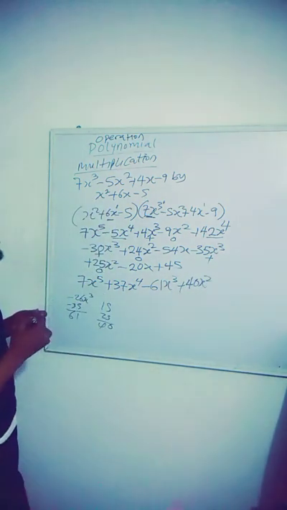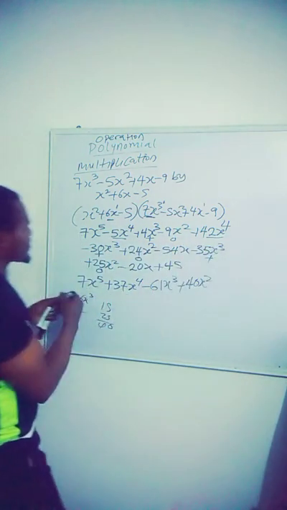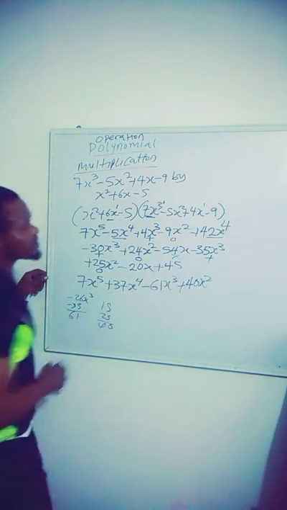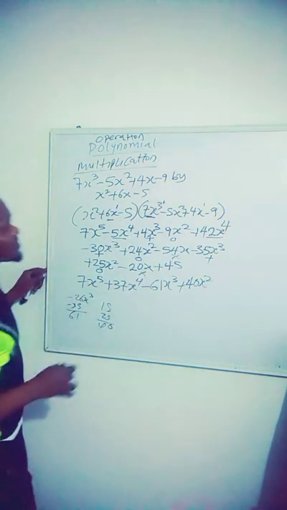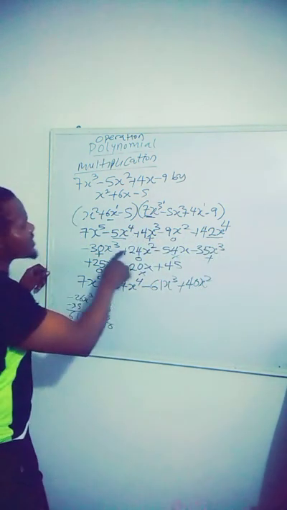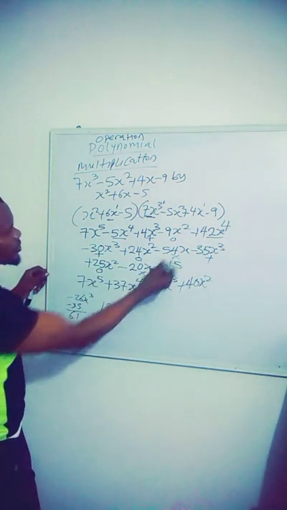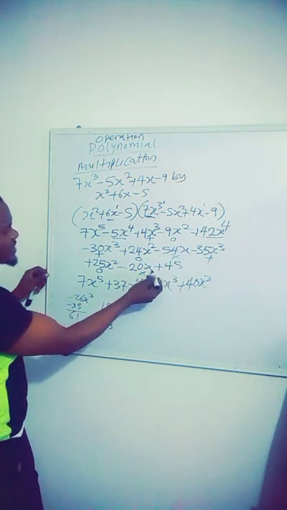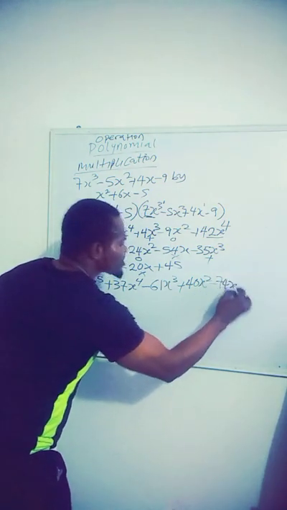Then we are left with s alone. Where do we have s alone? So this is s alone. Let me use multiplication sign. Do we have s alone here? Do we have any s alone on this line? No. S here. Then s here. So we're having minus 54s minus 20s. That is minus 74s.